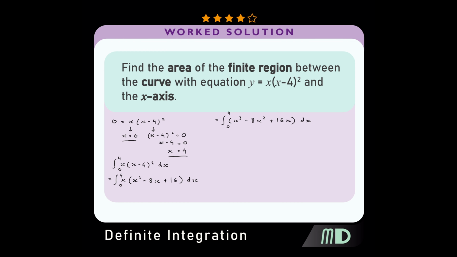The power rule of integration tells us to increase the exponent by 1 and divide by the new exponent. Integrating the expression therefore gives us 1/4 of x to the power of 4 minus 1/3 of 8x cubed plus 1/2 of 16x squared, between the limits of 4 and 0.